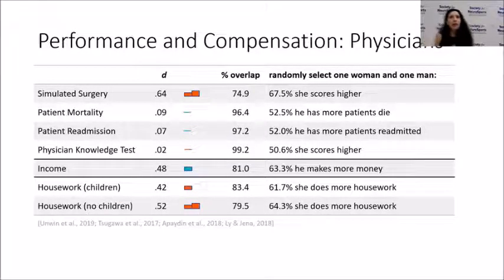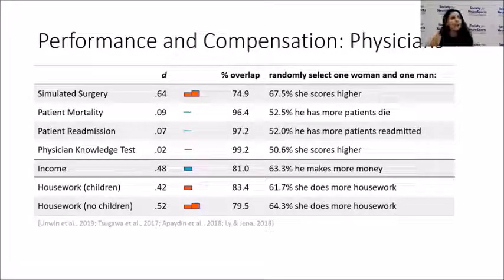Now, generally, there's not huge differences here between how male physicians perform and how female physicians perform. She is moderately more likely to score better on some practical assessments of physician fitness to practice. Not really any difference in terms of, say, physician knowledge tests. He is nominally more likely to have patients die or be readmitted into the hospital, but he is slightly more likely to get paid more than her.